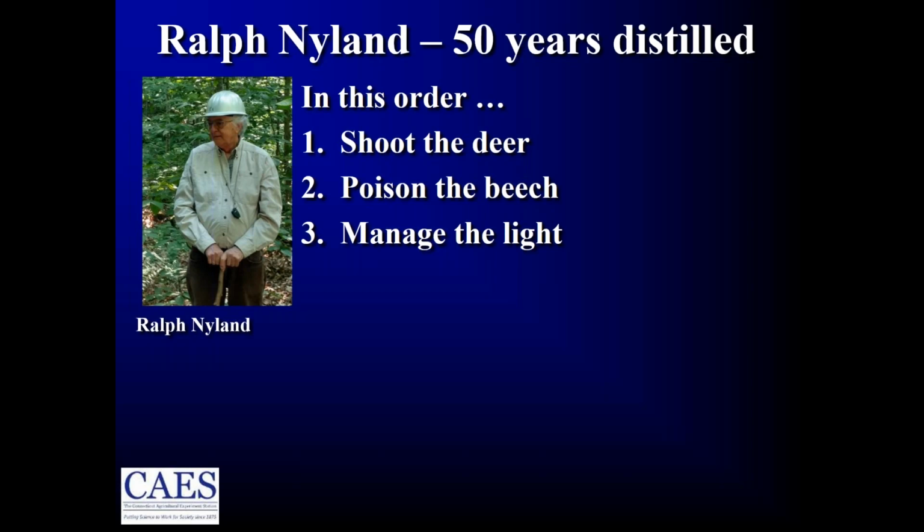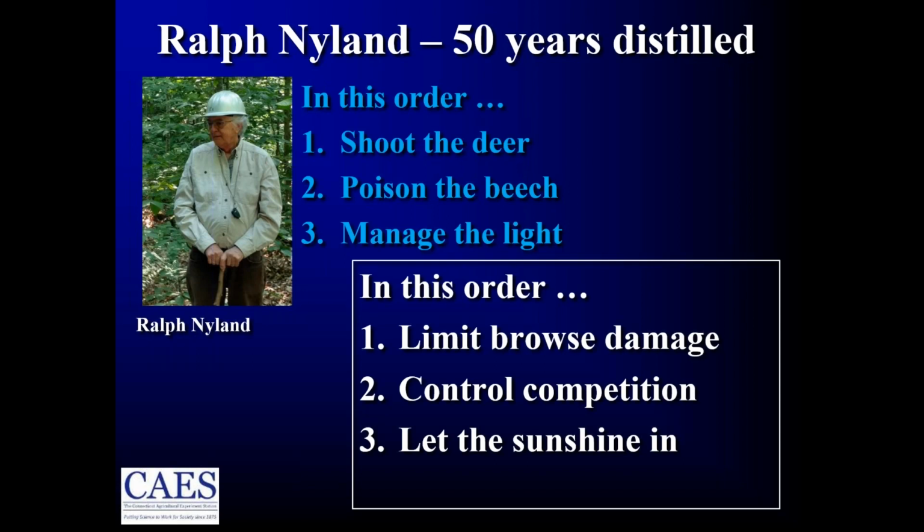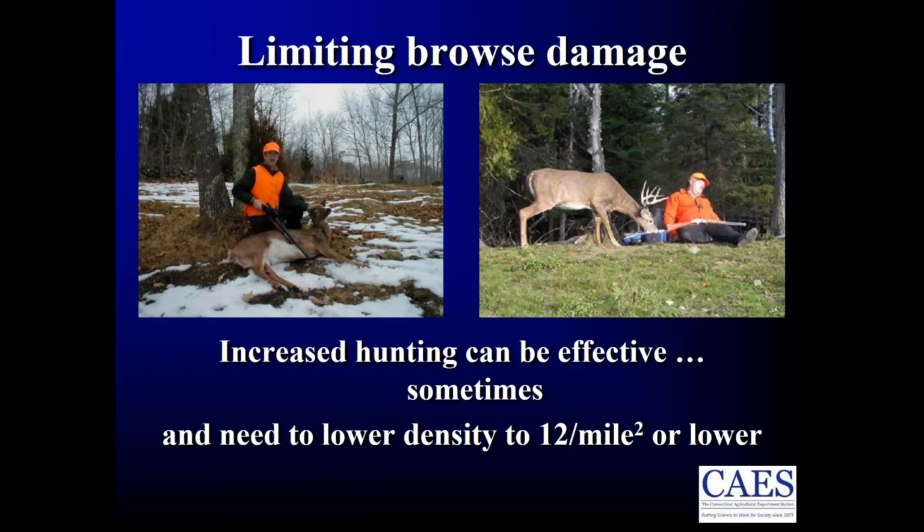And he's old and retired, so he's allowed to be a little more brusque. I put it a little bit softer. Limit deer browse damage, control competition, and let the sun shine in to get the regeneration in these degraded stands. Now you can do hunting, but the problem is you need to really get regeneration going to reduce deer density to 12 deer per square mile or lower.